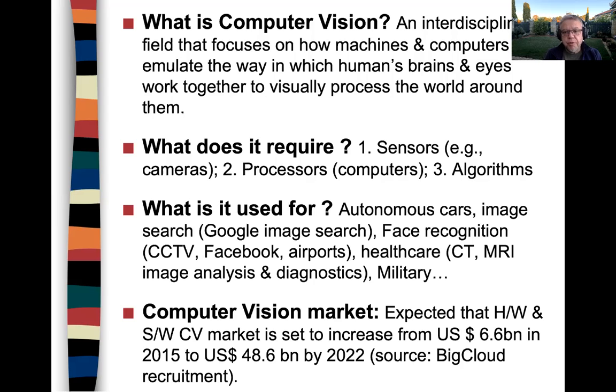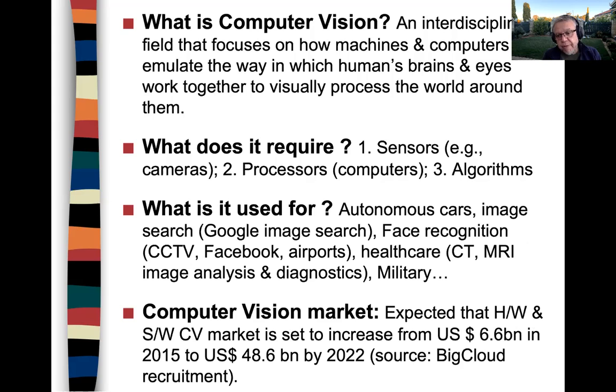What is it used for? Autonomous cars, image search, for example, Google image search, face recognition at airports, on Facebook, with CCTV systems, in healthcare also to process volume images like CT, MRI, for image analysis and diagnostics, and of course, for military purposes, for automatic target recognition and so on. It is a hugely important area of research.